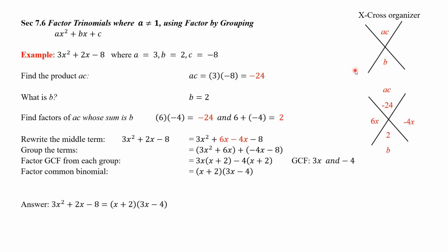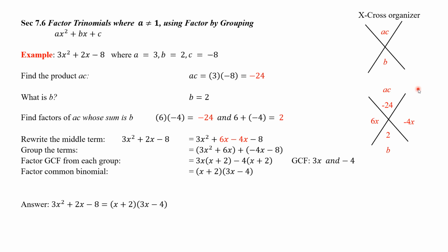Okay, now we're going to take what we learned in the first part of section 7.8 about factoring by grouping and apply it to trinomials where a is not equal to 1. So we're going to go through this entire example. I have it all up here up front so you can look at it first. We're going to use this X cross organizer to help us organize our information and then make it simpler. In the end, we'll be able to just do this.